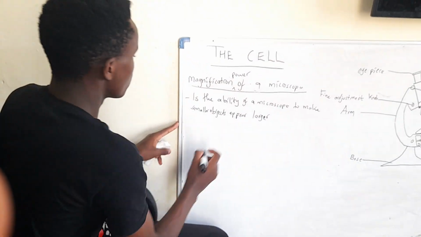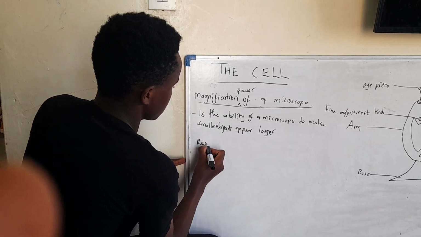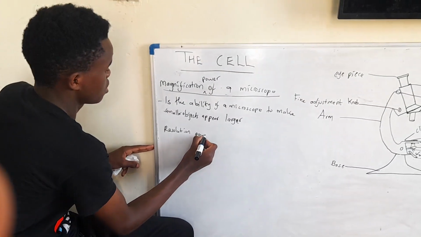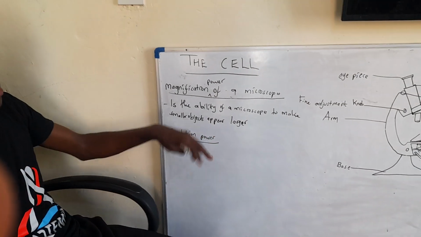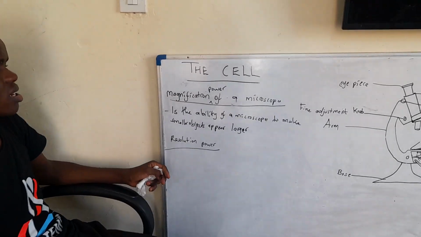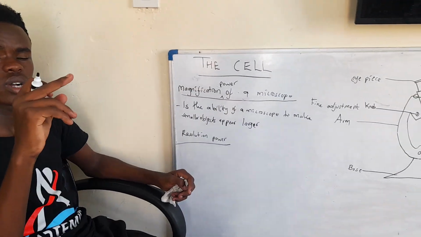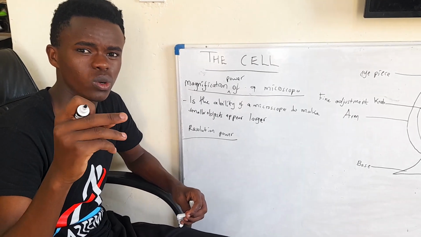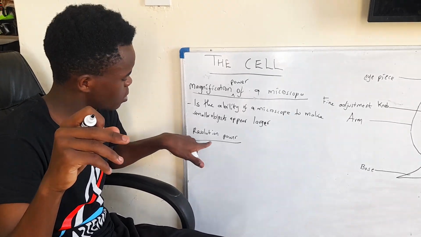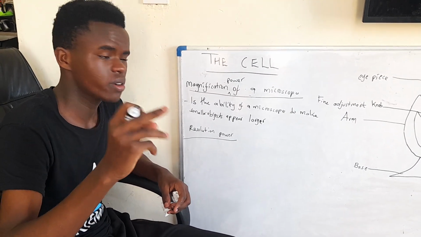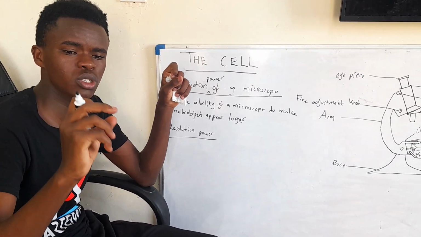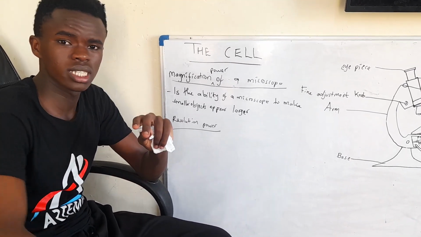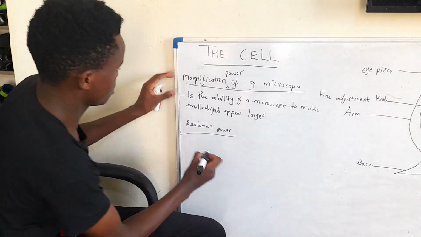Now we go to the resolution power of a microscope. Remember, as we progress with this topic, we are going to cover the cell, and the cell has organelles. At times these organelles are so close to each other. Now when you talk of resolution power, it is the ability of a microscope to distinguish between 2 objects which appear to be very close together as 2 distinct entities. So that's the resolution power.